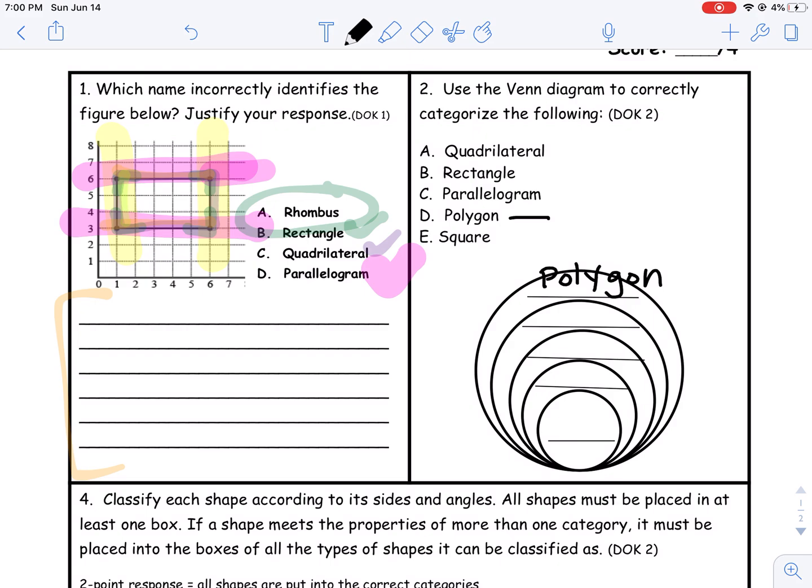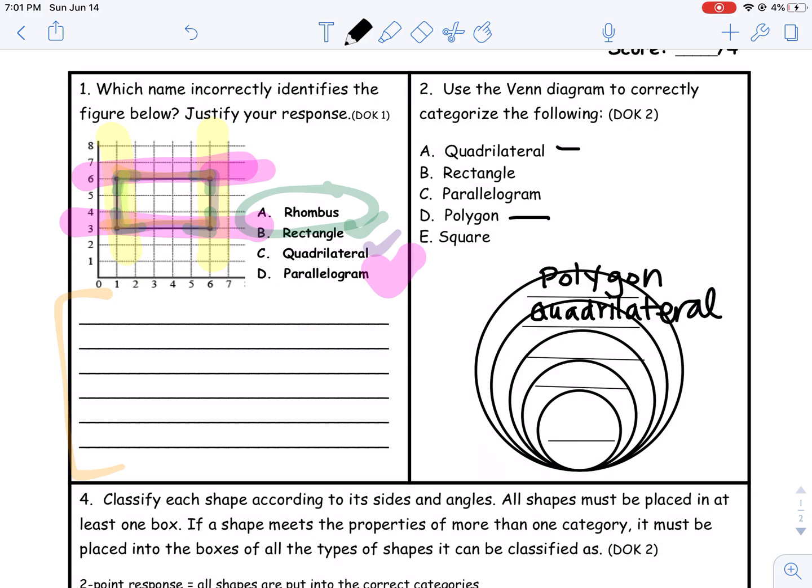Okay. Next, I have quadrilateral. Rectangle, parallelogram, and square are all quadrilaterals. So I know anything in there is also going to be a quadrilateral. But I want you to think about this. All quadrilaterals are polygons, but not all polygons are quadrilaterals, okay?